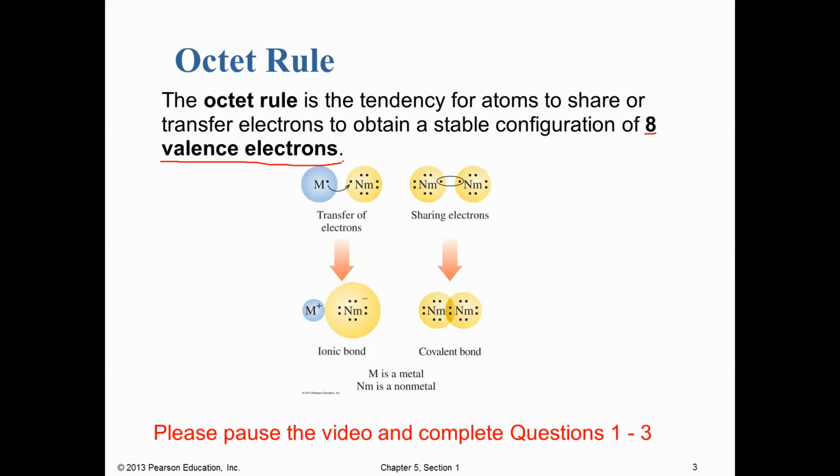And so if we take a metal and we combine it with a nonmetal, we're going to end up with transfer of electrons. So metals and nonmetals transfer or exchange electrons, and we form an ionic bond, and an ionic compound results. And if we take nonmetals and combine them together, nonmetals are usually going to share electrons with each other. And this is going to result in formation of a covalent bond.